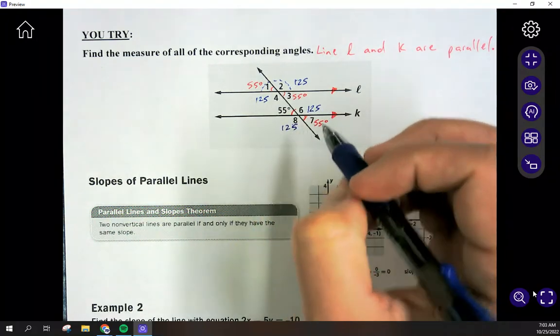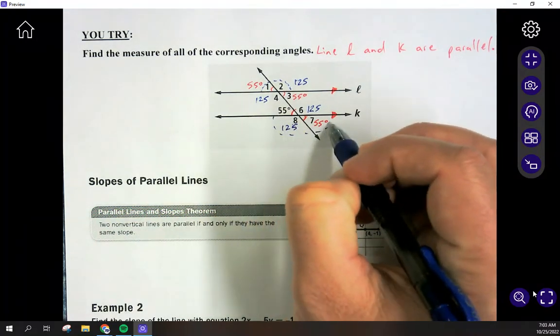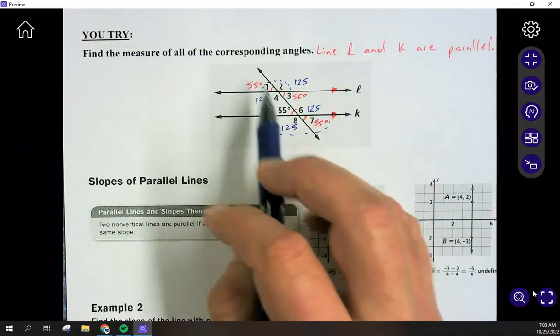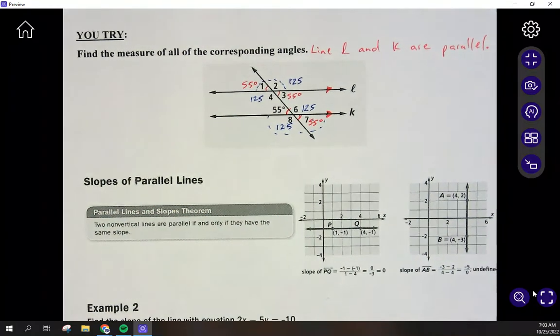And so they're 125. But again, these are supplementary. These are supplementary. These are vertical. These are corresponding. Lots of different ways to fill this in.